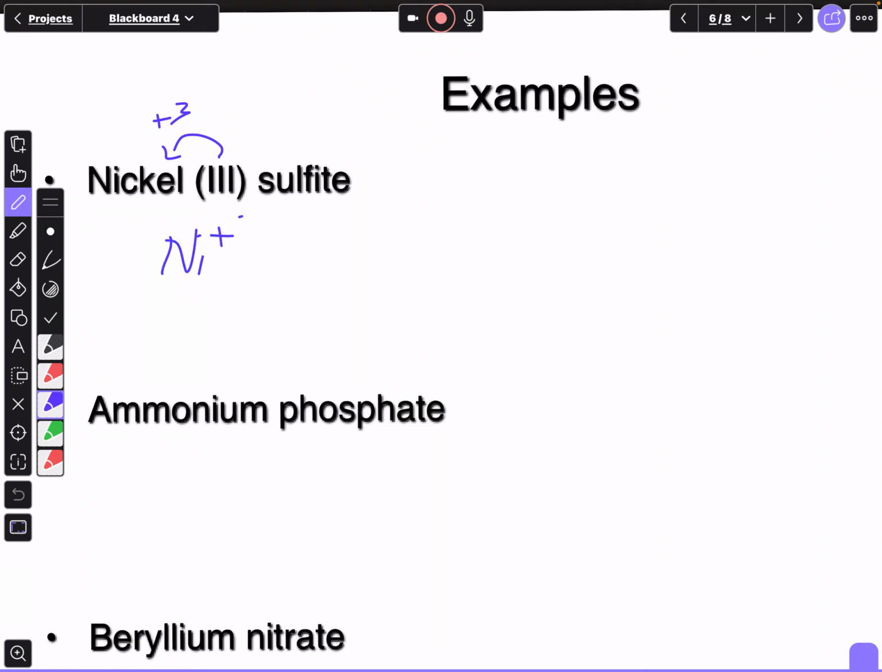Nickel is a positive 3. Sulfite. I notice that "ite" means I must be dealing with a polyatomic ion. I look up the formula. Sulfite is SO3, and it's minus 2.